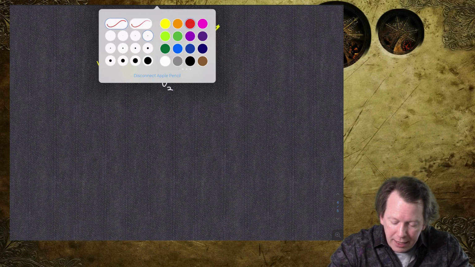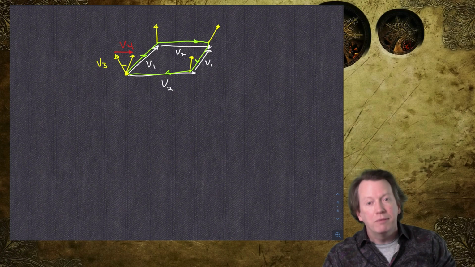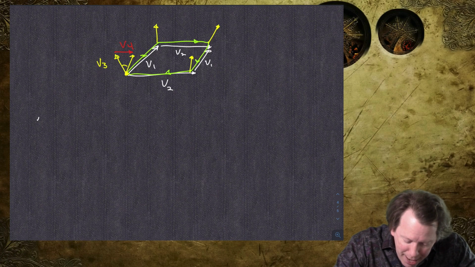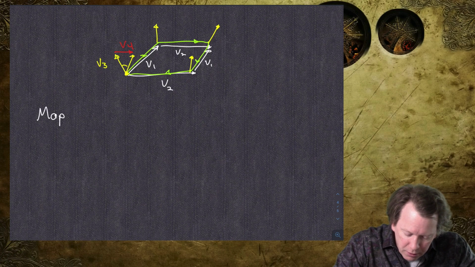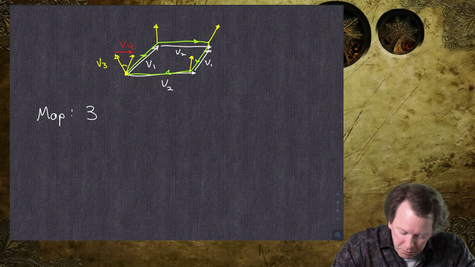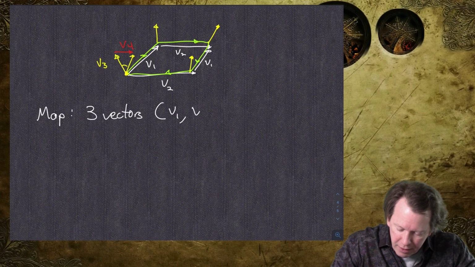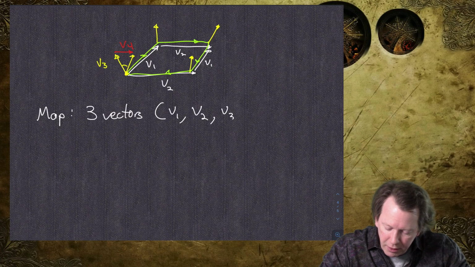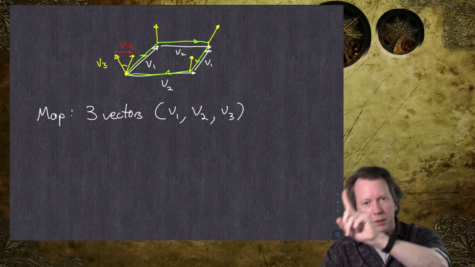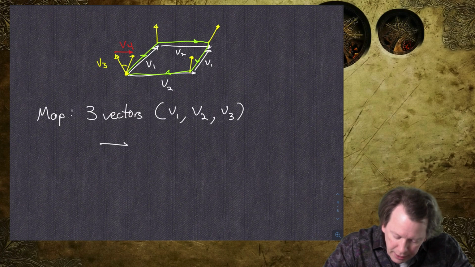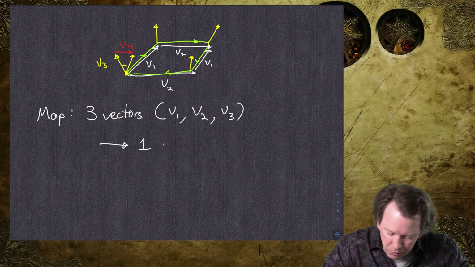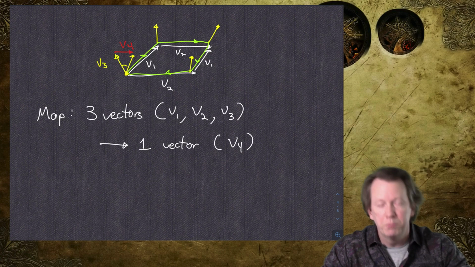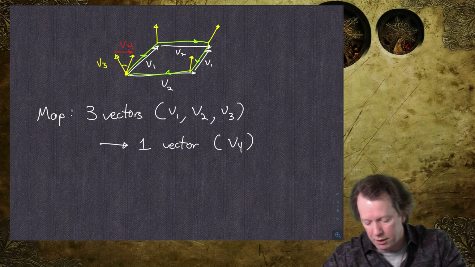So what I get at the end of the day is the following piece of information. I get a map from three vectors, v1 and v2, which define the loop around which I went, and v3, which defined the vector that I was parallel transporting, into one vector, v4, which tells me by how much v3 changed, okay?